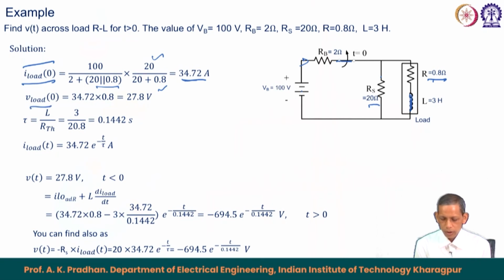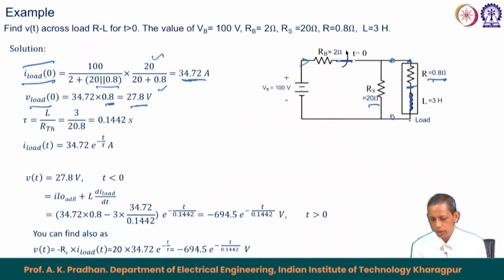Now, the V load at 0, because our question is what is V t across this. At that time the inductor is shorted, so the voltage drop is across the R load only. This current into 0.8 is nothing but 27.8 volt. So, at the initial condition before the switch was opened, the voltage across the load equals 27.8 volt. Now, I will go to the next part, when the switch is open.